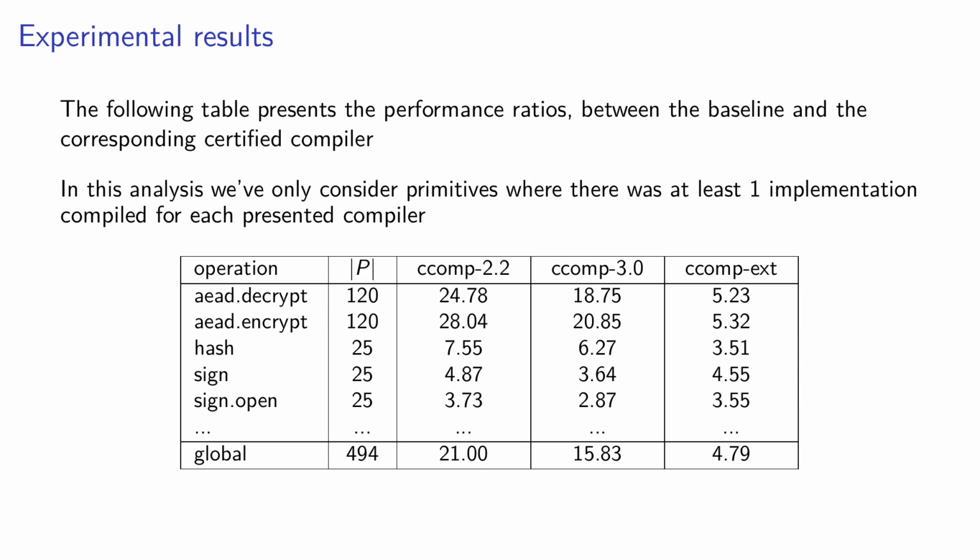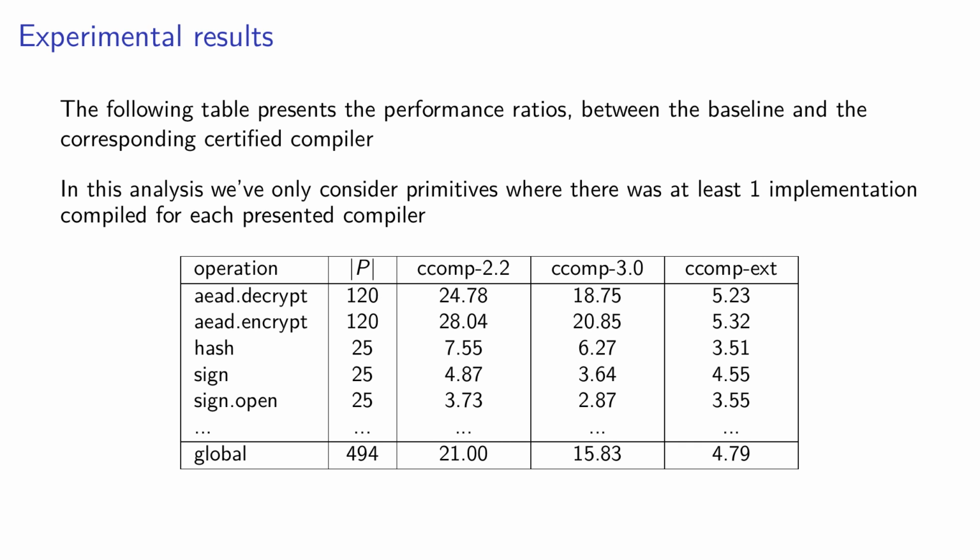The following table presents the performance ratios between the baseline, which consists in the fastest implementations that were chosen when SuperCop was run with GCC and Clang compilers, and the shown CompCert version. For the sake of this analysis, we only considered primitives that were able to have at least one implementation compiled with all the presented compilers. We also excluded implementations that contained assembly files for this analysis.